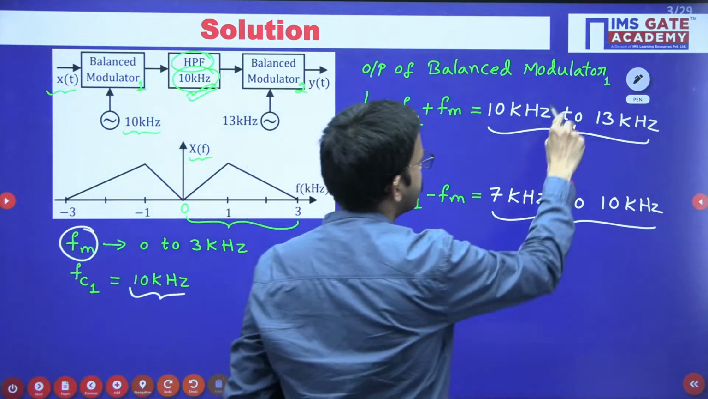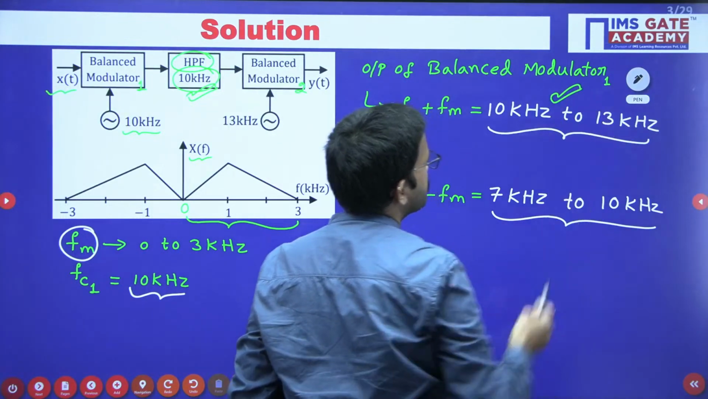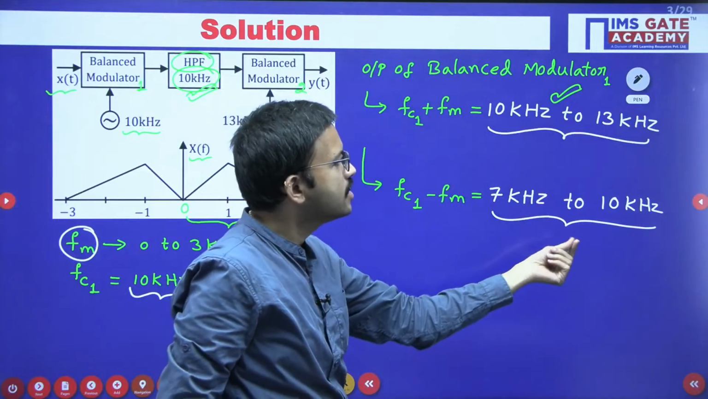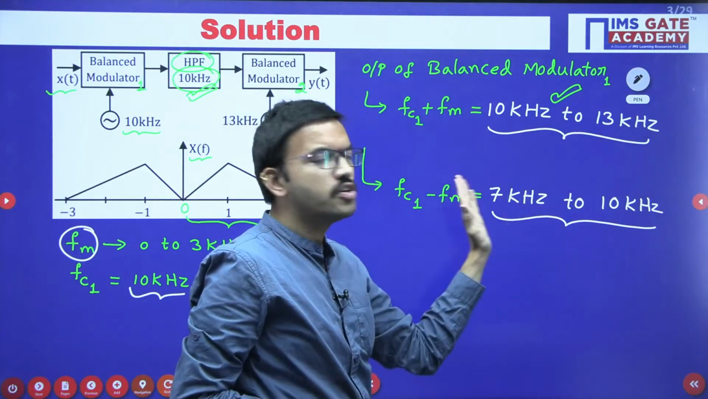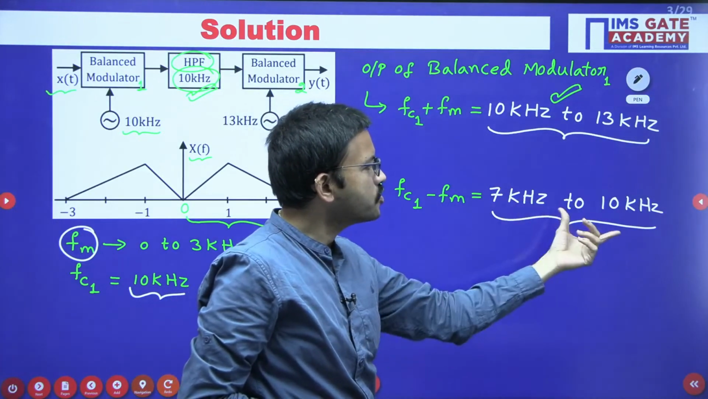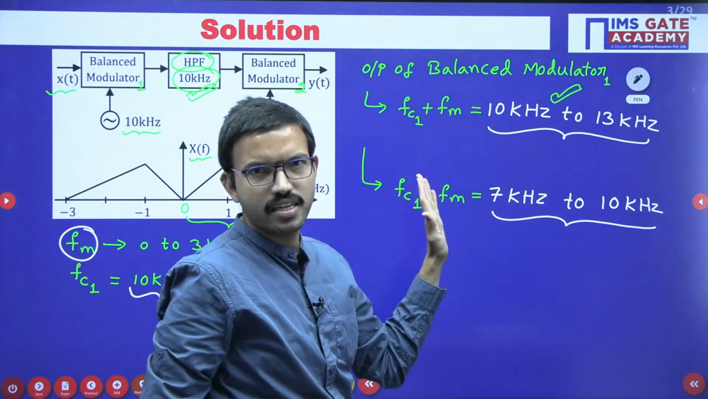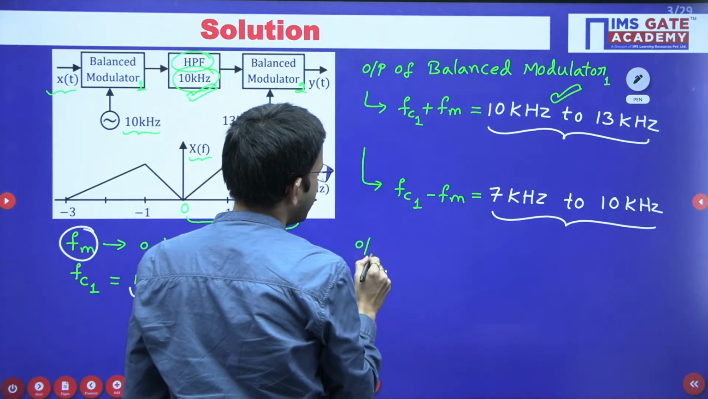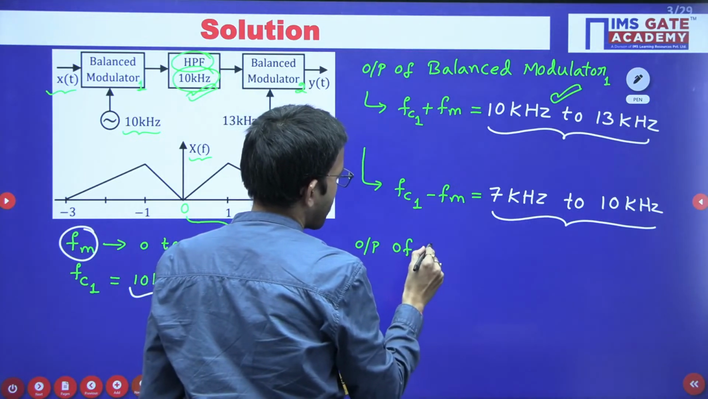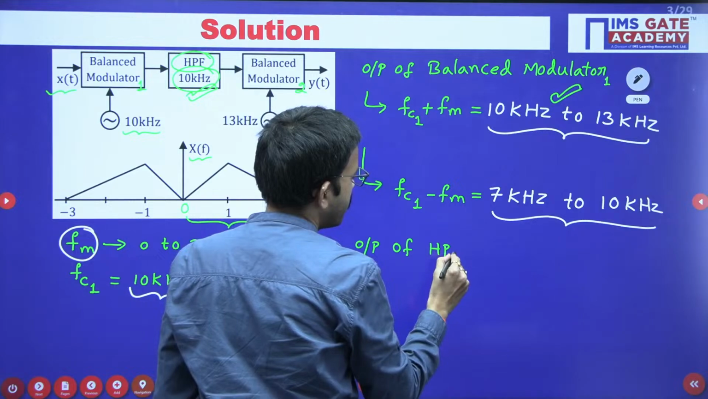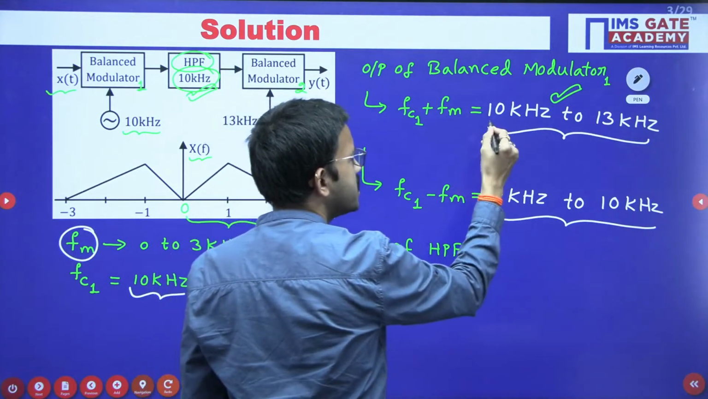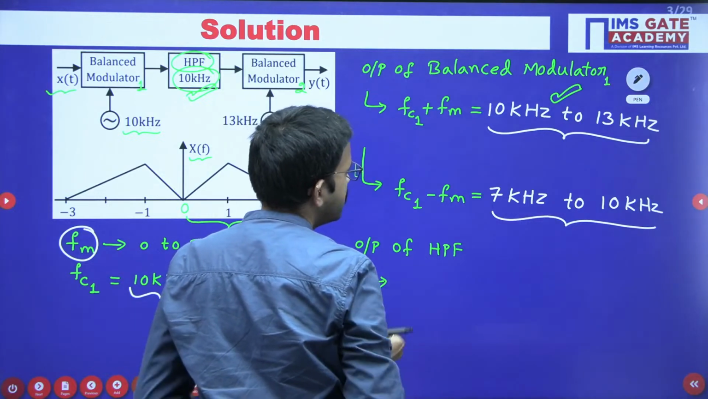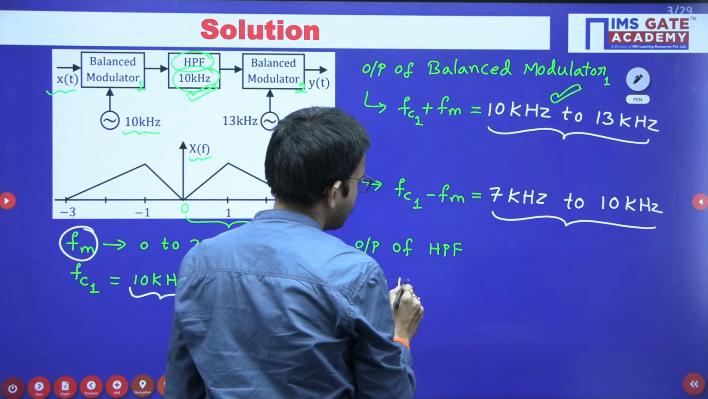Yes, obviously the first one. Yes or no? Here you are having a range of frequencies starting from 10k. Here the range of frequencies is below 10k, right? 7k to 10k, those are less than 10k, right? So at the output of the high pass filter, we are getting only this range of frequency, 10 kHz to 13 kHz.